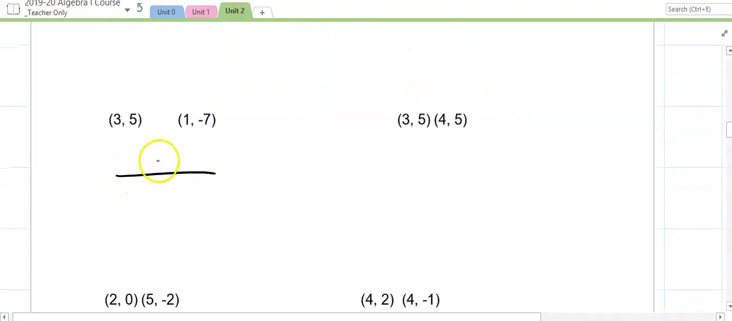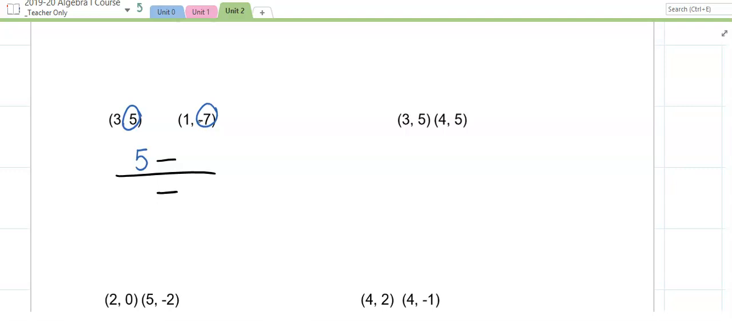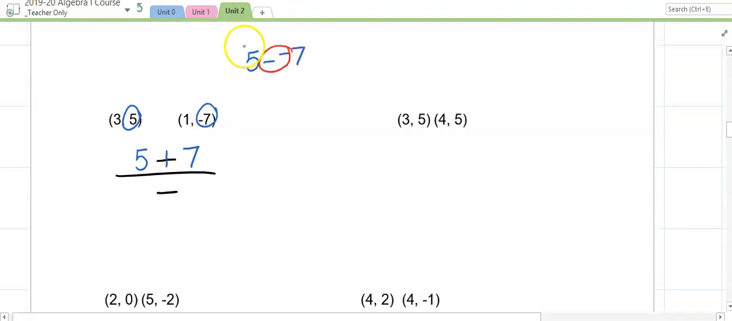I'm going to draw a line with subtraction on the top and the bottom. I'm going to circle my y's and drop them into my formula. 5, negative 7. I'm not going to put a negative 7 right here because there's already a subtraction sign. When that happens, immediately cross it out. Negative 7. 5 take away negative 7 is just the same thing as 5 plus 7.